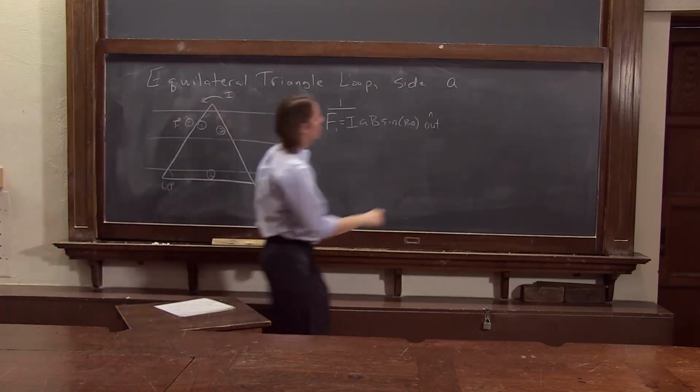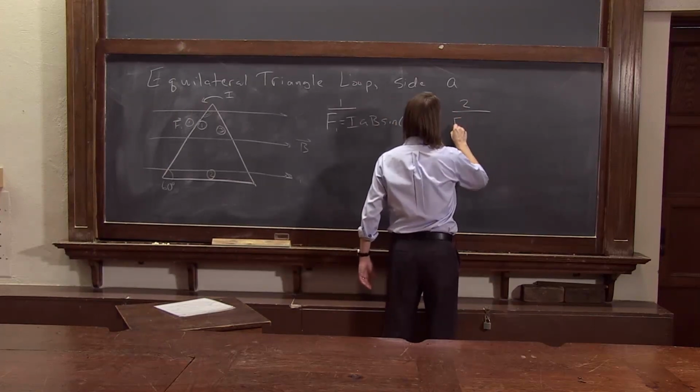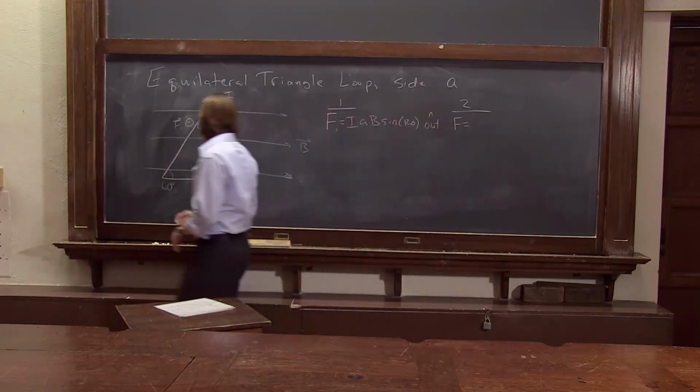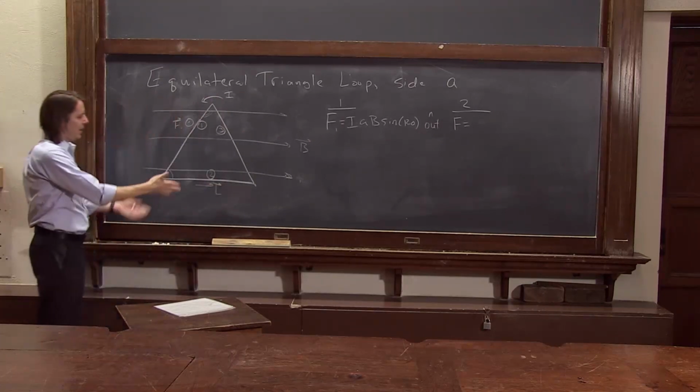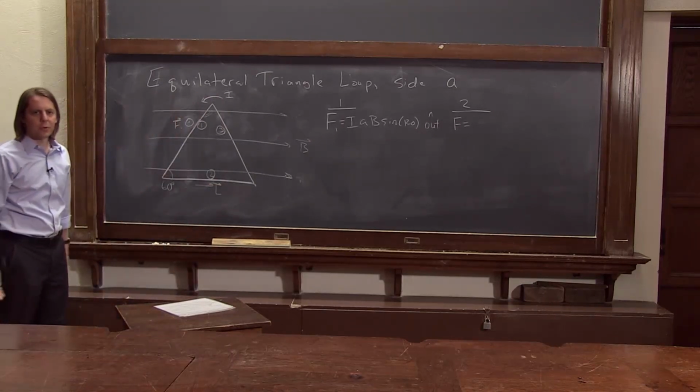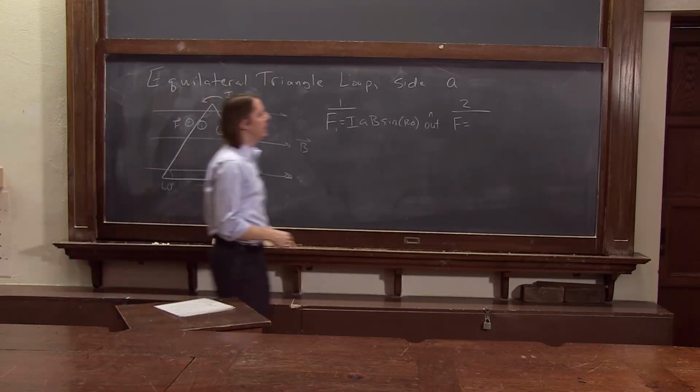Okay, side 2. Side 2 has its L down here, like that. L is the same direction as B. The cross product, L cross B, is 0. So the force on side 2 is 0.